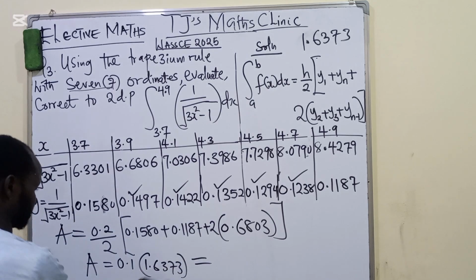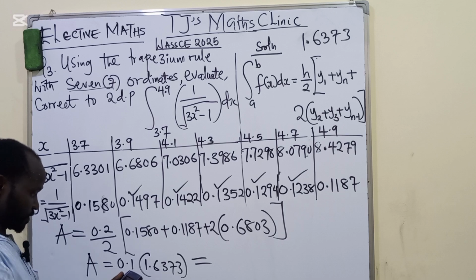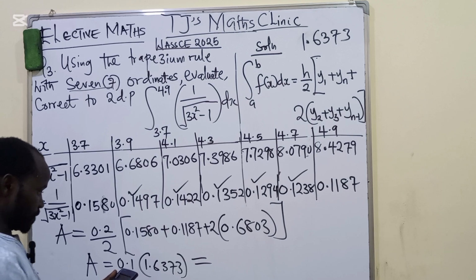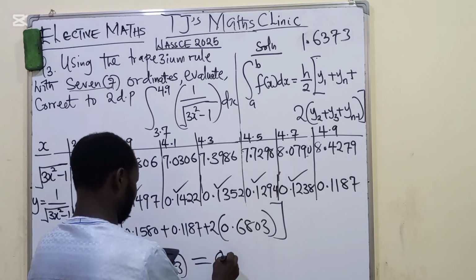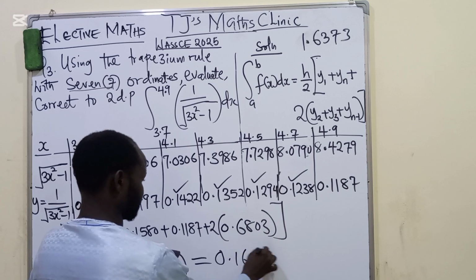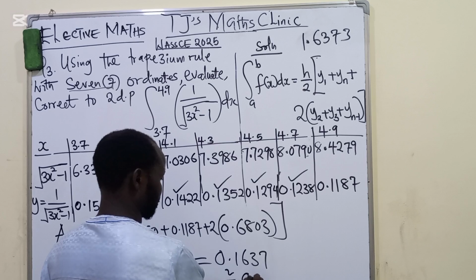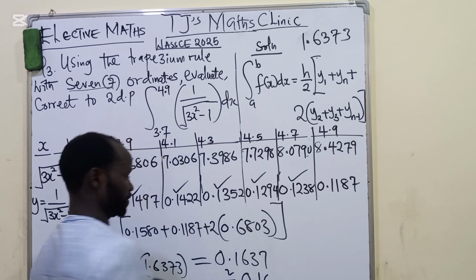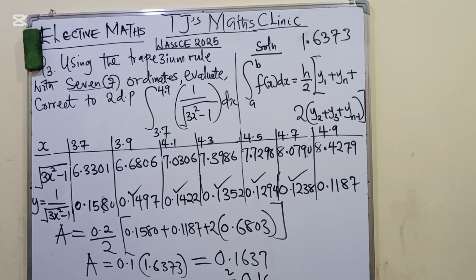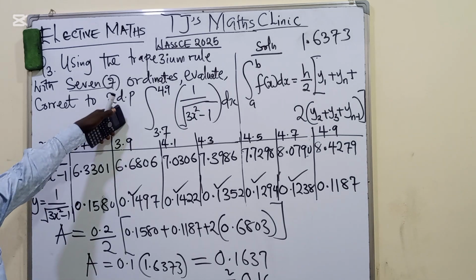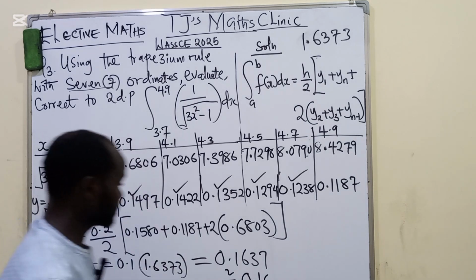Finally, we multiply 0.1 times 1.6373. We are asked to leave our answer to two decimal places. It's 0.1637. This is what we have. To two decimal places, it will be 0.16. This will be the answer, 0.16. So that's the solution to this question, correct to two decimal places, 0.16.